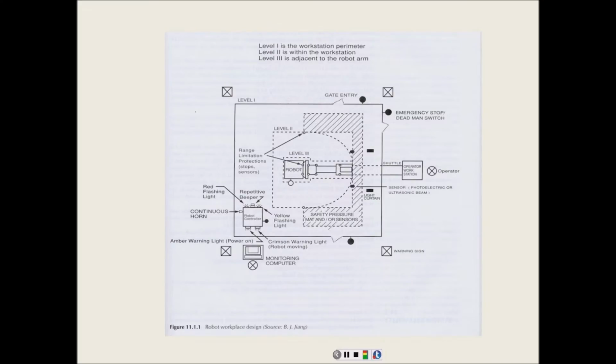Level 1, so these are our levels of safety. We have 3 safety levels. Level 1 is the workstation parameter. Level 2 is within the workstation. And level 3 is adjacent to the robot arm, which means you are in the reach of the robot. And we have different sensors that we use depending on what level of safety you're looking at.